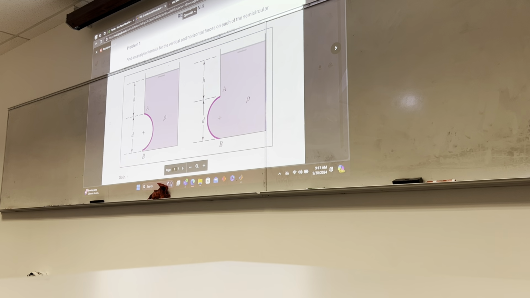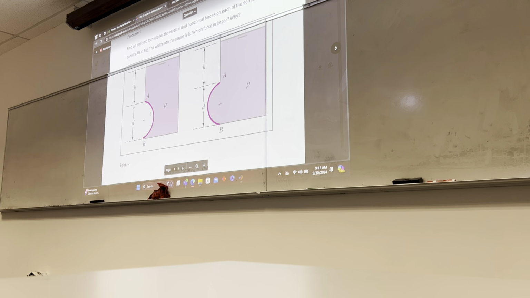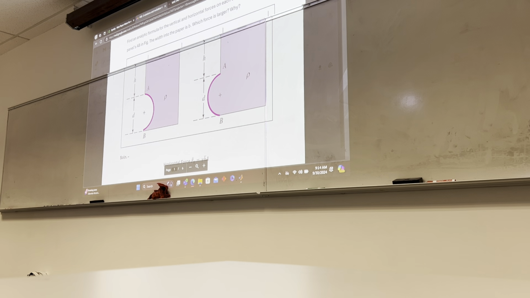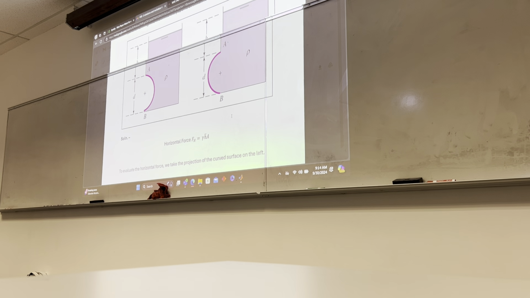The second question is a little more in depth, so I'll go over that one a little better. But we've got this cutout area here in this left one, and then this right one has the filled in hemisphere semicircle. So we're going to analyze force on this. If you do the horizontal forces on them, it's rho g, which is gamma, times the height of the centroid times the projected area. The height of the centroid would just be h plus d over 2, and the area is just a rectangular projected area.